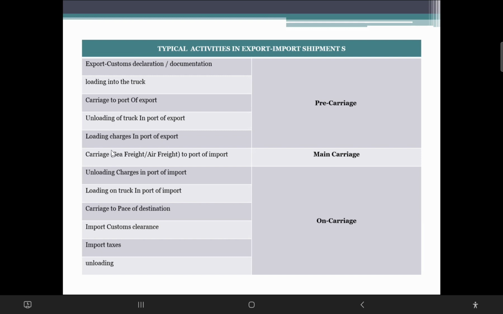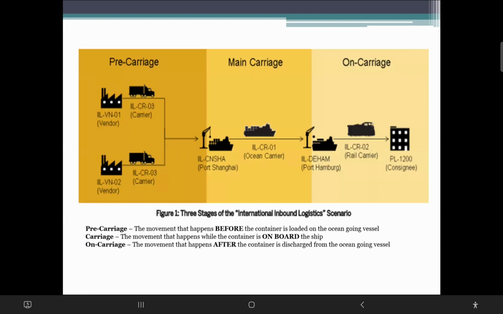Yeah. Okay, Subrato. Yeah, this slide. So Yes, typically this one.